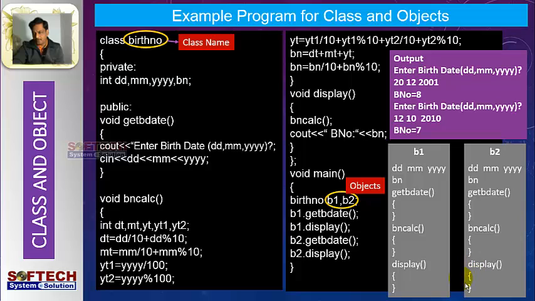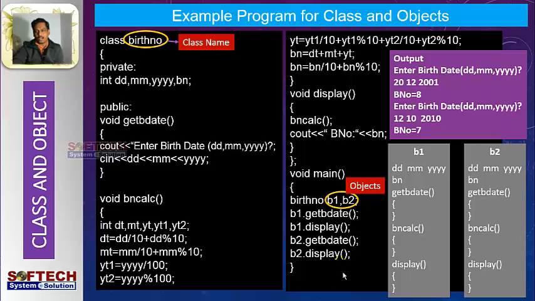Then B2.display, so we call the display function of B2. Within the definition of the display function, it calls bn calc. In bn calc, we separate the individual digits of dd, that is 12, 1 plus 2, 3 is assigned to tt. Then 10 is separated into individual digits, 1 plus 0, 1 is assigned to mt. Then 2010 is separated as 20 in yt1 and 10 in yt2, then yt equals 2 plus 0 plus 1 plus 0, so the value is 3. So tt is 3, mt is 1, yt is 3, giving 7. Then it displays through the cout statement the birth number, bn equal to 7. Then it terminates the main function.